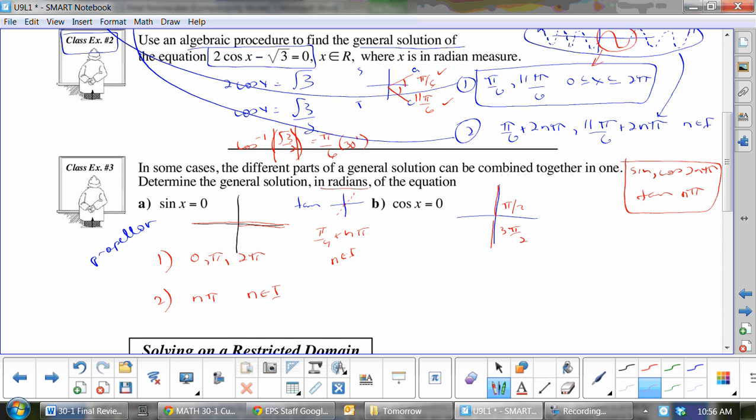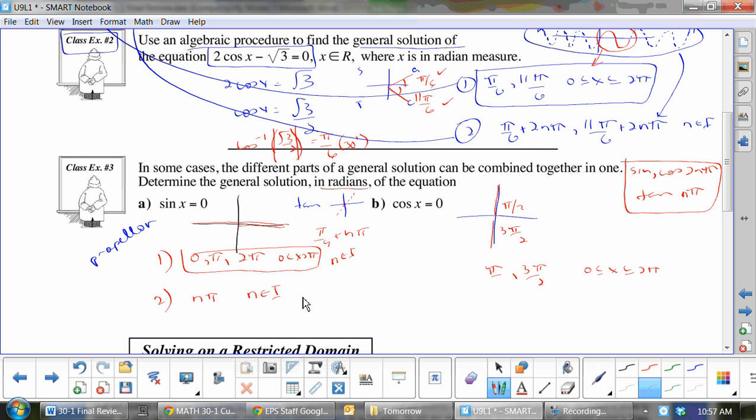See, we got a propeller situation again. Okay? So between 0 and 2 pi, because remember, this is between 0 and 2 pi, right? So let's do that first. So between 0 and 2 pi, we have pi over 2 and 3 pi over 2. And that is between 0 and 2 pi, right?